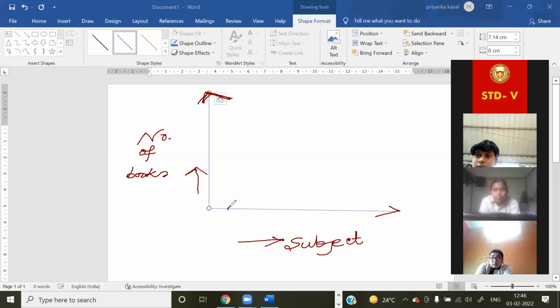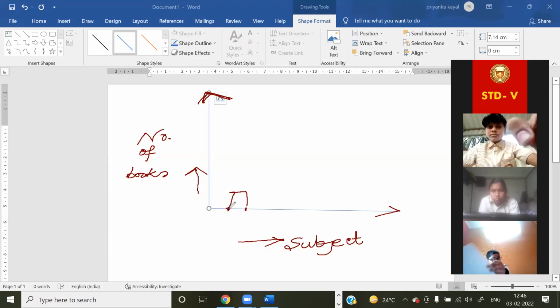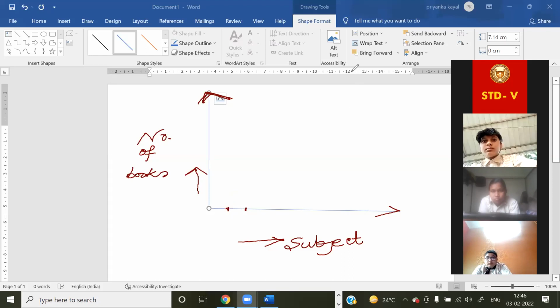First we take Hindi in this way. Just make two marks, because it will be a rectangular box in this way. Understood? That's why make two marks. This one will be for Hindi. Now, give a gap.